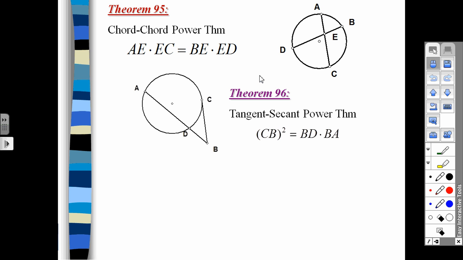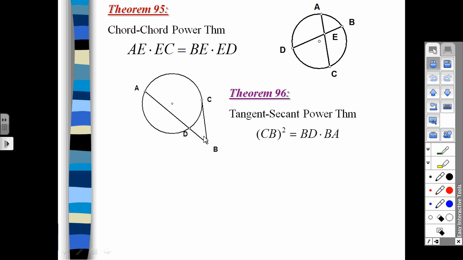The next one, theorem 96, this is your tangent-secant power theorem. And so remember, you're going to have this piece that is tangent. That means that it only touches the circle at exactly one point, even if you were to continue it on. Okay? And then this right here is the secant, which will eventually intersect the circle in 2 points.